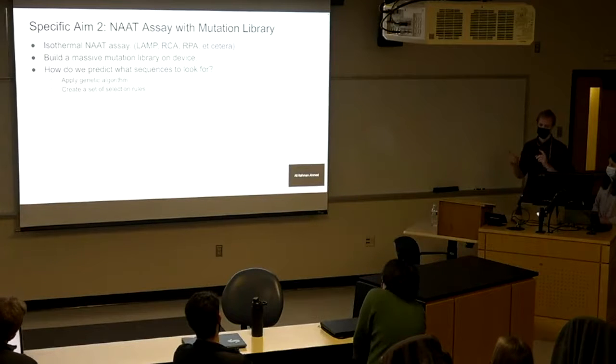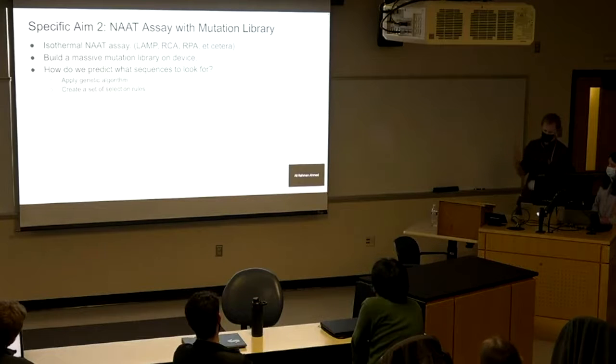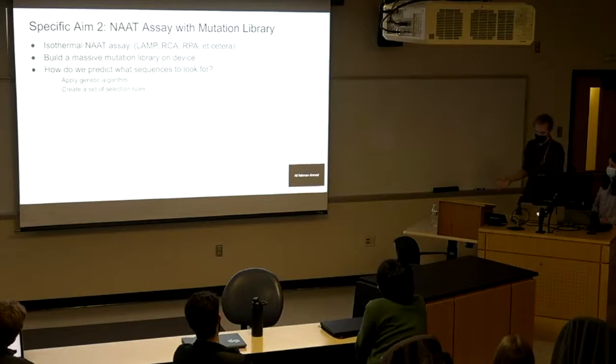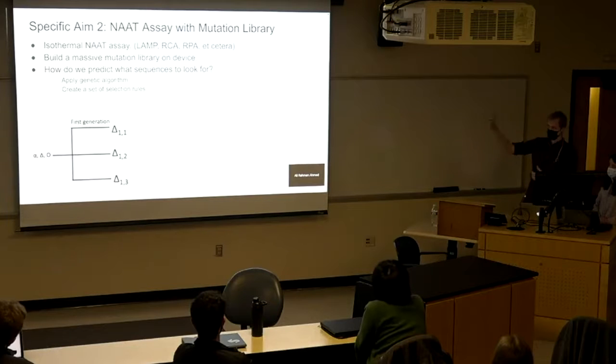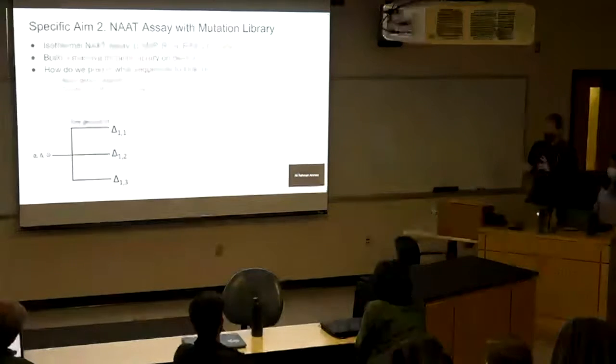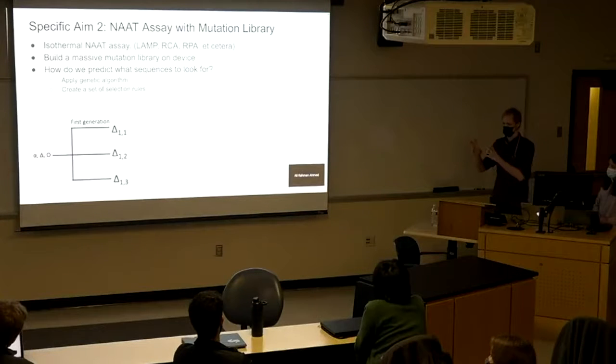But how do we predict the sequences to look for? Well, there's two strategies that we can apply. One is a genetic algorithm. Well, both of these strategies can be combined, really. And the second is the selection rules for the genetic algorithm. So what is a genetic algorithm? It's an algorithm that's used in computer science, but it could be used in many things. You basically take an initial, whatever you start with. In this case, it's a strain, alpha, delta, or omicron. And then you take it and you mutate it. You perturb it a little bit, and you produce a generation from that.